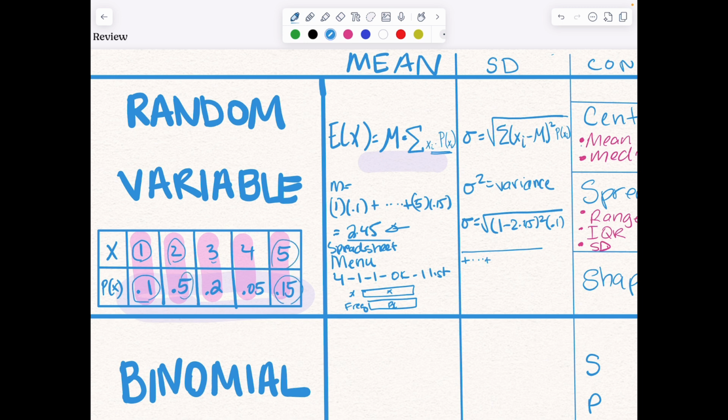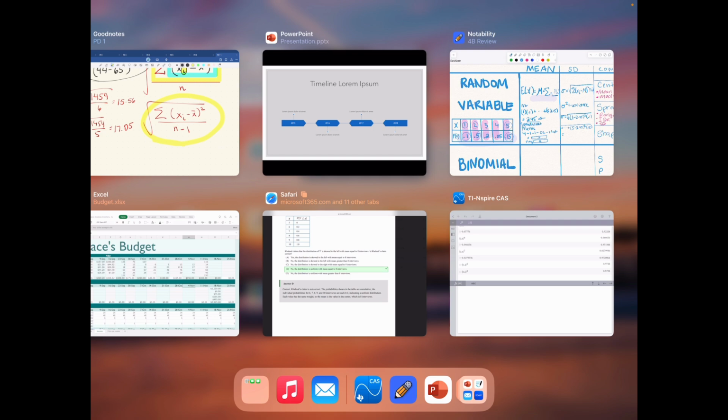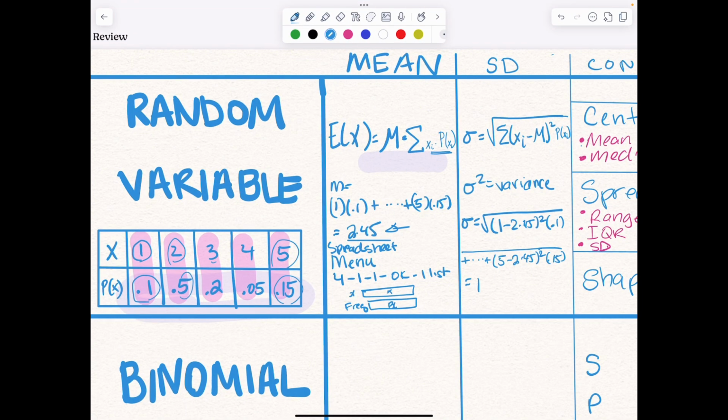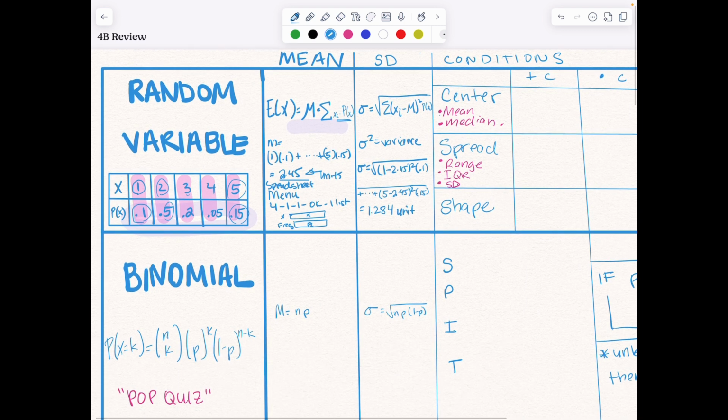Now I'm going to do the last one. On the test, I'm just going to do 2 of them and, 2.45 squared times 0.15, and that is equal to, remember what I had over here, 1.284. Make sure you label what it is. I didn't tell you what the X variable represents, so I'm just going to put units. Okay, so that's a random variable.